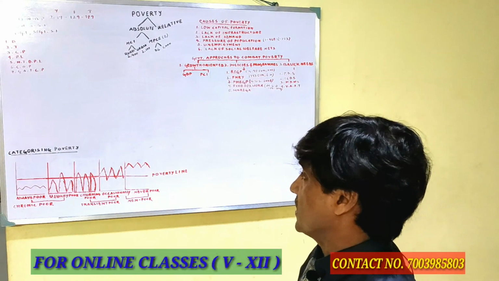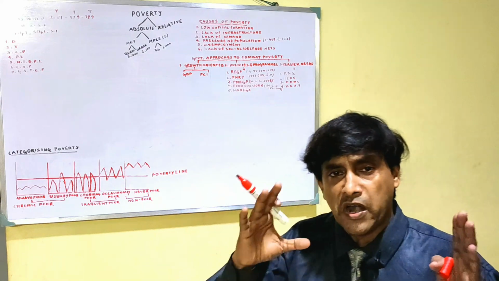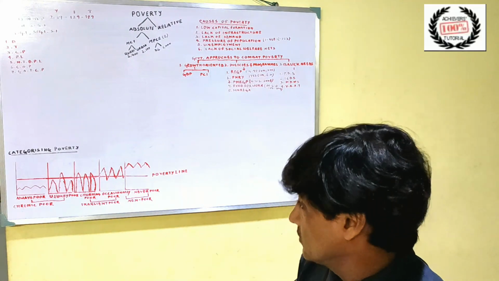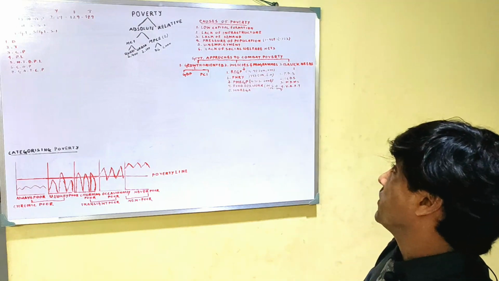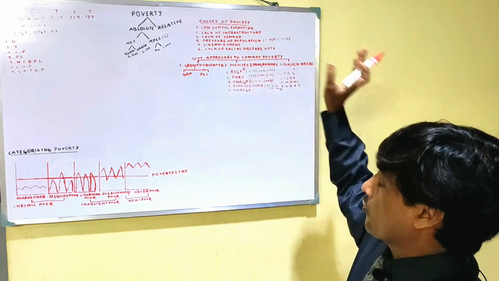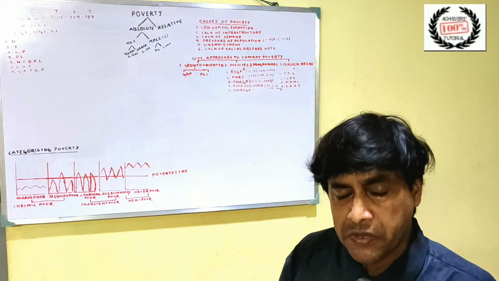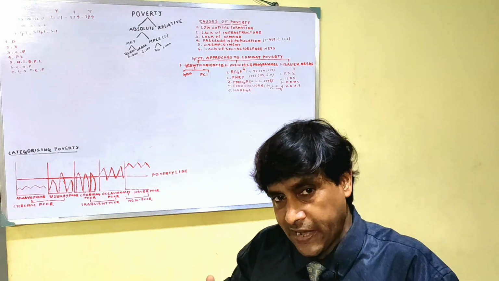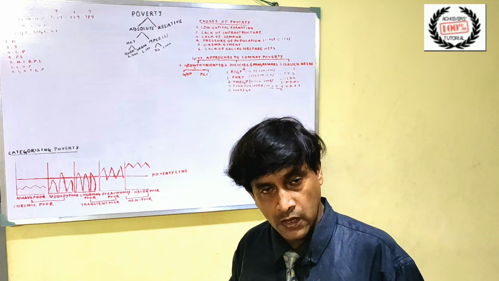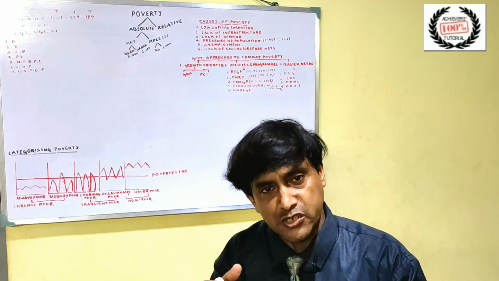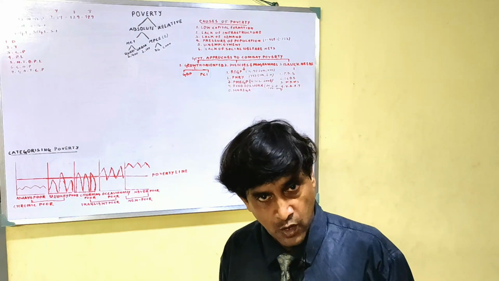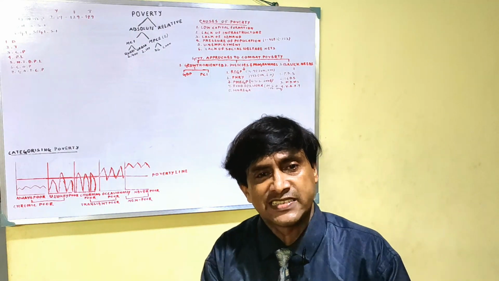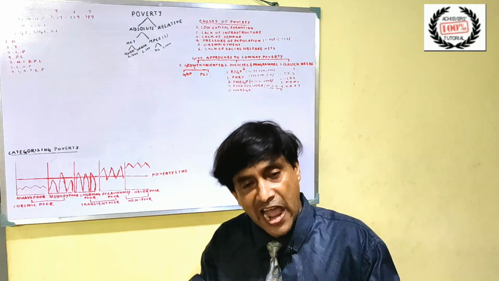Now next we'll discuss the causes of poverty. Why does poverty prevail in India? What are the reasons behind it? Now see, number one, low capital formation. Capital formation really depends on per capita income. When per capita income is less, savings are less. When savings are less, capital is also less. When capital is less, investment is less. When investment is less, industries will be very few, and there will be an unemployment problem, and it will create poverty.